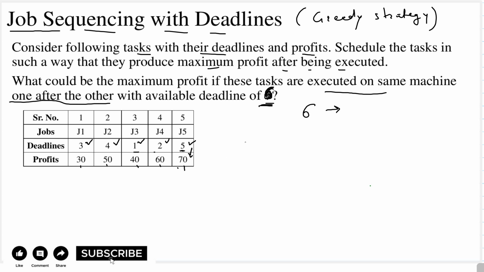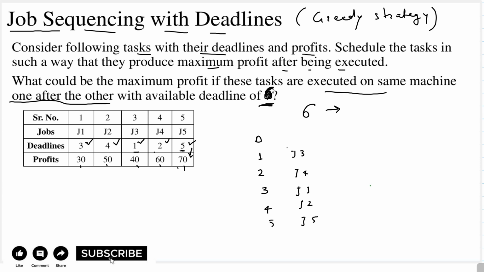So in this case, we arrange all the jobs in ascending order of their deadlines. The deadline is 1 and the job is J3, so J3 will be completed with deadline 1. The next job, J4, has a deadline of 2. The next job is J1, which has a deadline of 3. Then J2 has a deadline of 4, and the next job is J5, which has a deadline of 5.